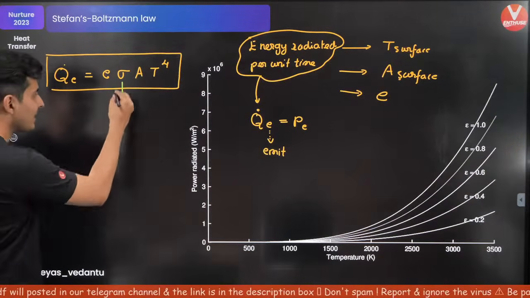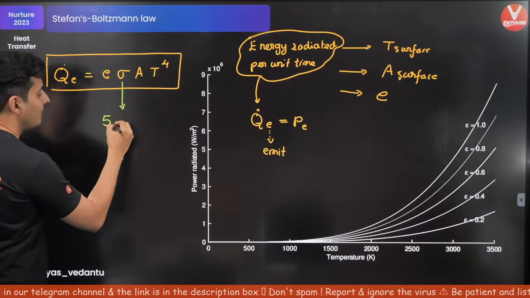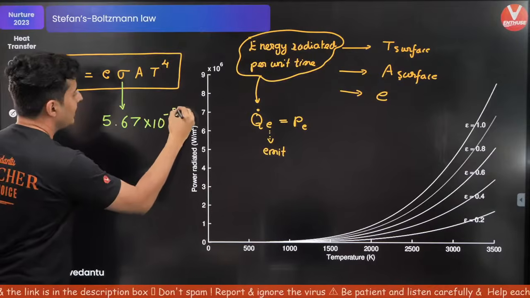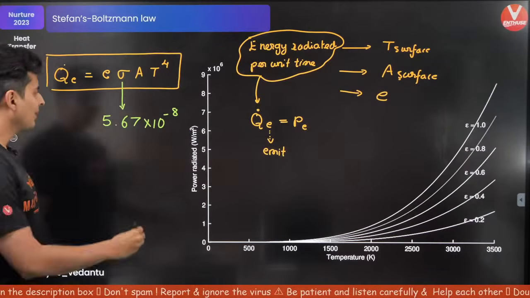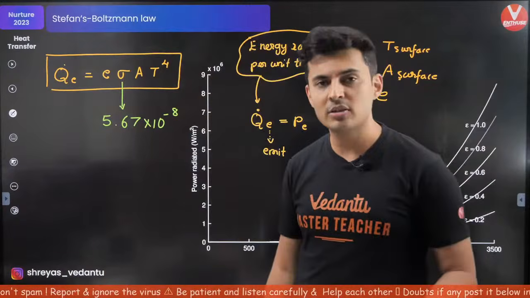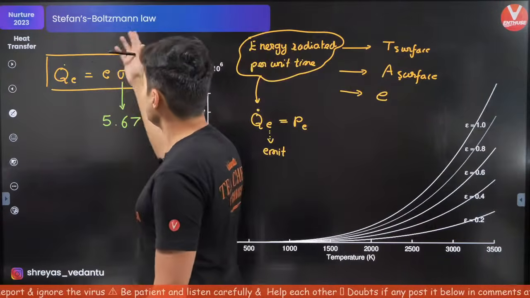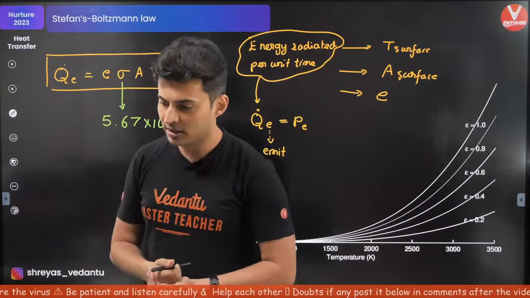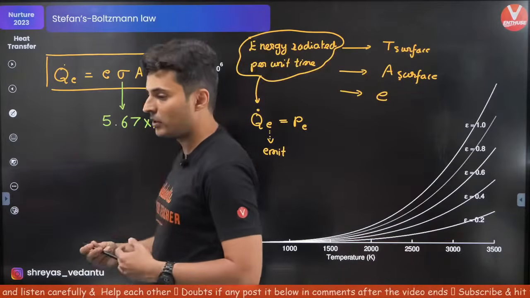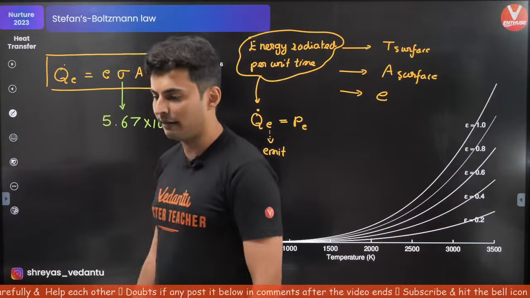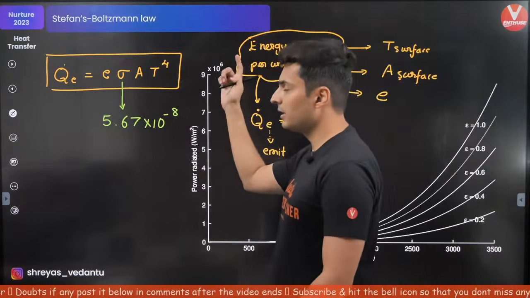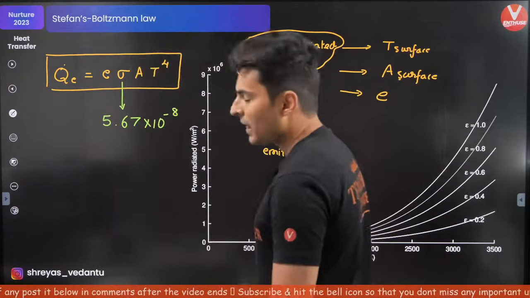All right. This sigma is going to be 5.67 into 10 to the power minus 8. Very easy to remember. 5, 6, 7, 8. 1, 2, 3, 4. Get on the dance floor. 5, 6, 7, 8. Stefan-Boltzmann constant. Understood, my warriors? All right. Great. So this is what you should remember. E is the emissivity, A is the area, T is the temperature. Perfecto.